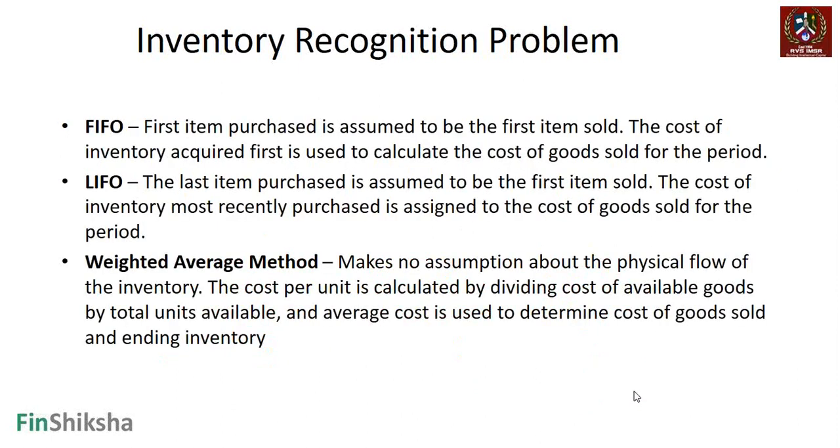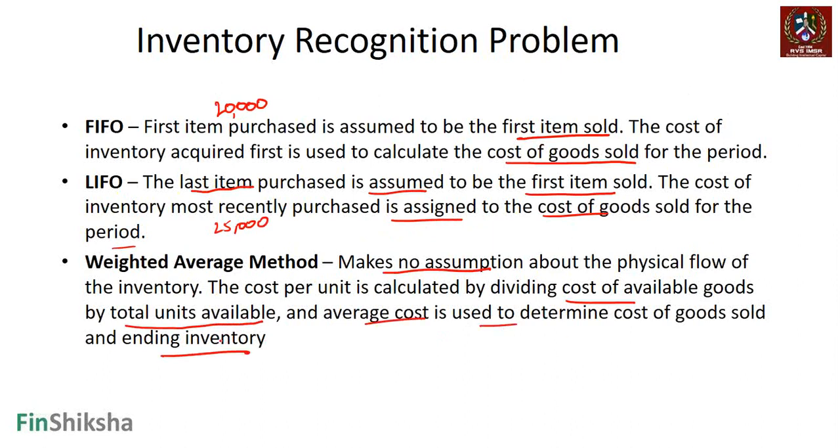First in, first out, where the first item purchased is assumed to be the first item sold. The inventory acquired first is used to calculate the cost of goods sold for the period, right? So in our example, this would be the inventory acquired at 20,000. That will be sold. The LIFO method is the last item purchased is assumed to be the first item sold. In this case, the inventory most recently purchased is assigned to the cost of goods sold period. In our case, that number will be 25,000. The weighted average method makes no assumption about the physical flow of the inventory. The cost is calculated by dividing the total cost of available goods by the total units available. Average cost is used to determine the cost of ending inventory, beginning and ending inventory, correct? So those are the three methods that are there.